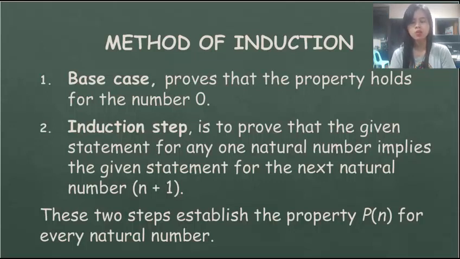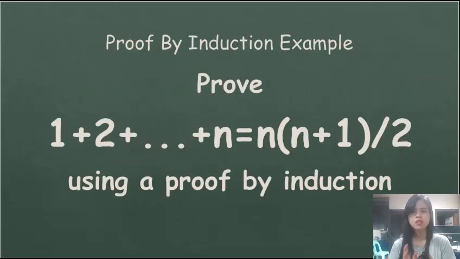So these two steps establish the property of n for every natural number. So n could be 0, 1, 2, 3, and so on. The base step can begin with 1 and not only with 0. Often it begins with the number 1, and it can be with any natural number. For these two steps, mathematical induction is the rule from which we infer that the given statement is established for all natural numbers. So here is an example of mathematical induction.